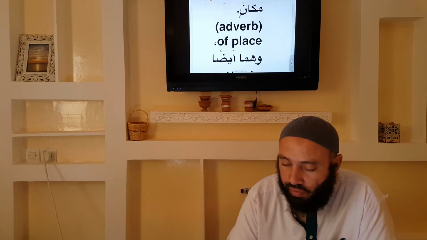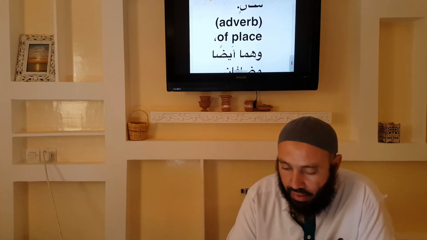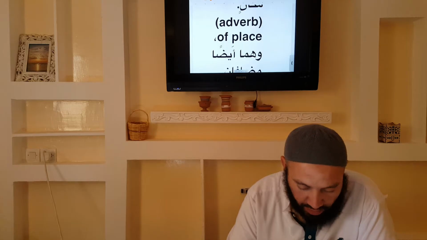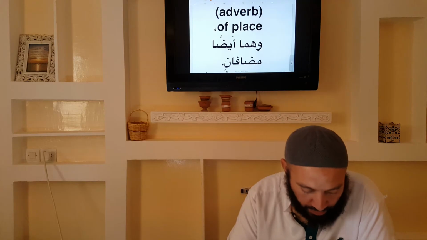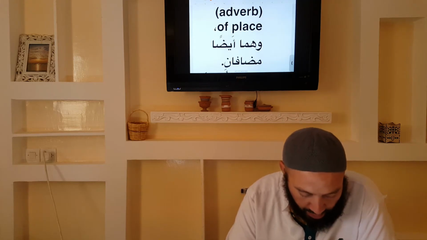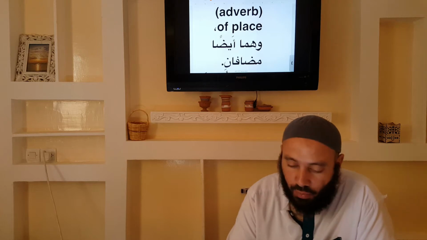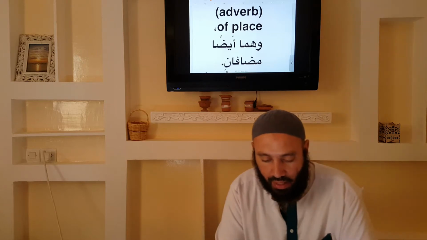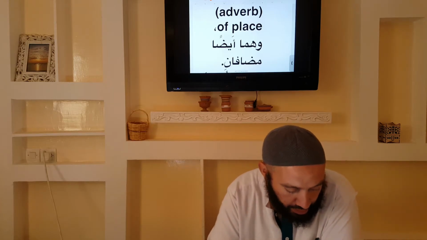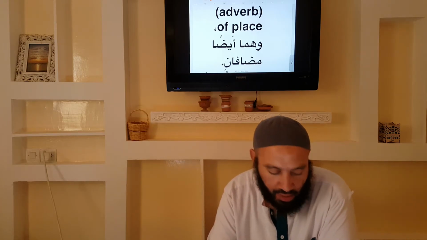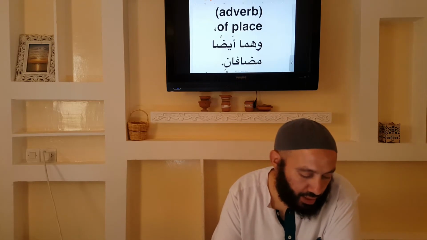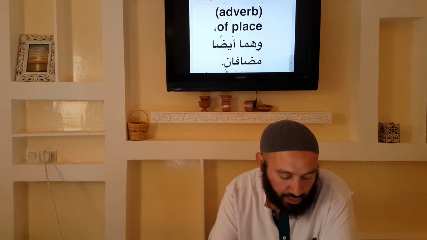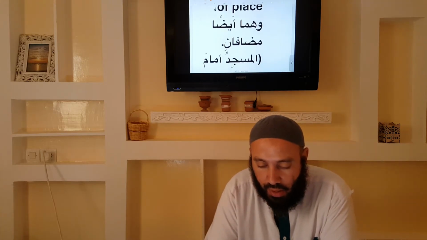وهما أيضا, and both of them are also, and this is related to what we see in the book here. وهما أيضا مضافان. So both of them are also مضاف. Okay, مضافان is a dual form. What I actually mean with this is that the word after أمام and the word after خلف gets automatically a kasra. Look, الكلمة, أمام الكلمة. Okay, because the الكلمة is مضاف إليه. So أمام is مضاف, the added, and الكلمة is مضاف إليه, the added too.